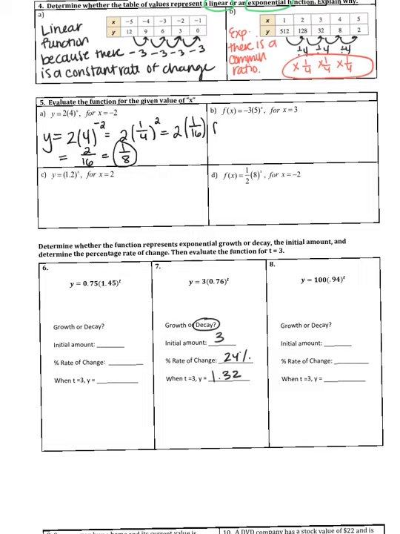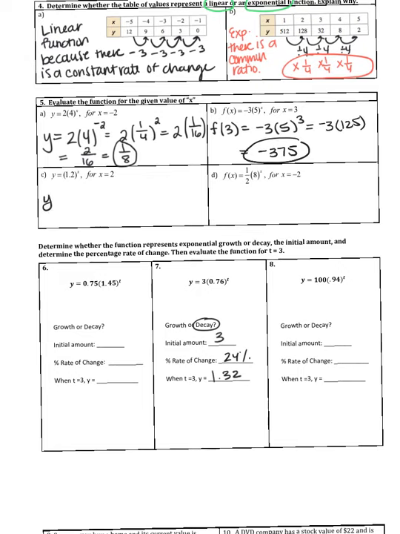All right, let's see. F of 3 equals -3 times 5 to the third. Order of operations tells me I need to do 5 to the third first. And 5 to the third power is 125. Okay. And now I multiply by that number in front, -3. And I get an answer of -375.